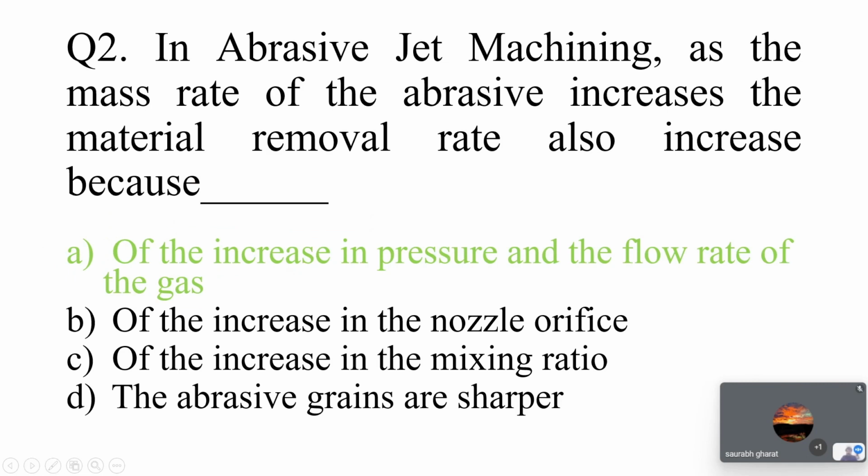In the second problem, in abrasive jet machining, as the mass rate of the abrasive increases, the material removal also increases because of an increase in pressure and flow rate of the gas, an increase in the nozzle orifice, an increase in the mixing ratio, or the abrasive grains being sharper. The abrasive grains being sharper is not possible. Increase in the mixing ratio is not mentioned there, and an increase in nozzle orifice is not a correct answer. So the only correct answer is the increase in the pressure and the flow rate of the gas.